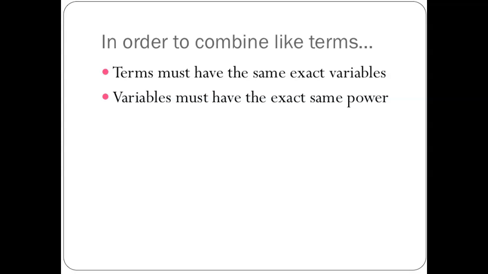The second thing is that those variables have to have the exact same power. So just because this one has x and that one has x squared doesn't mean you can combine them. They have to be both x squared or both x to the first power. Let's take a look at some examples together.